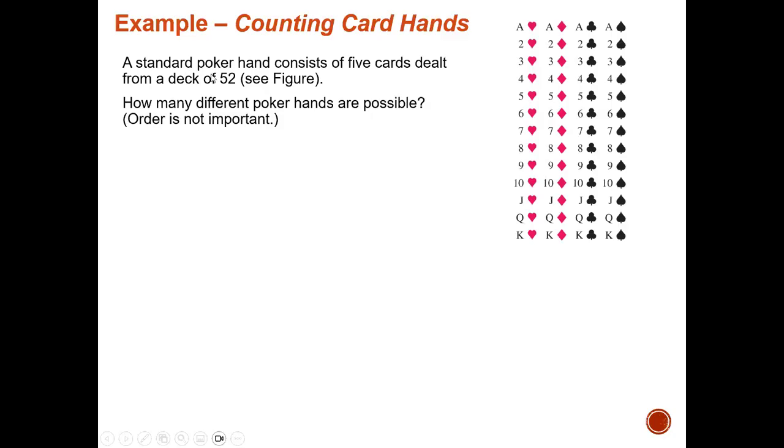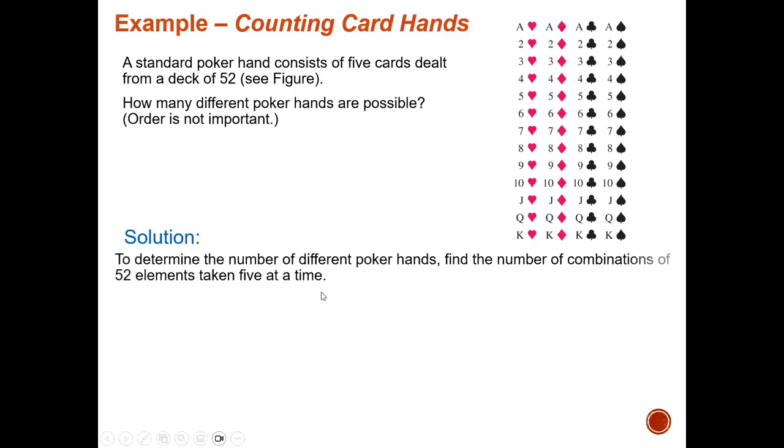So we're picking 5 cards from the 52. So how many different poker hands are possible? Order is not important. Anybody who plays poker knows that when they pass you your 5 cards, it doesn't matter the order they give them to you in. You can rearrange this. So this is an example of a combination because from the 52, I want to take 5. Okay.